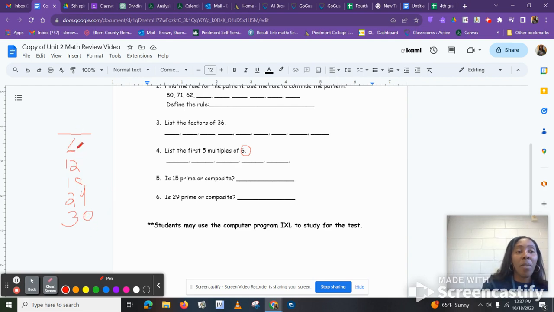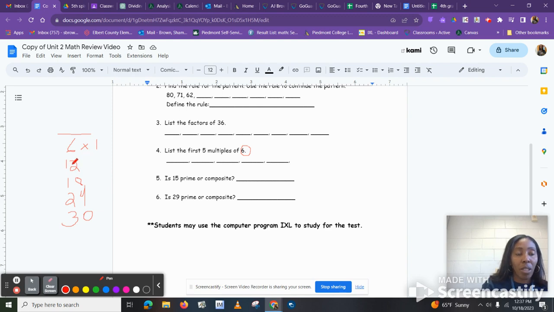So as you can see, multiples is the same thing as skip counting or multiplication. So if I look at it, what times 6 gives me 6? 1, correct. So 1 times 6 gives me 6. What times 6 gives me 12?